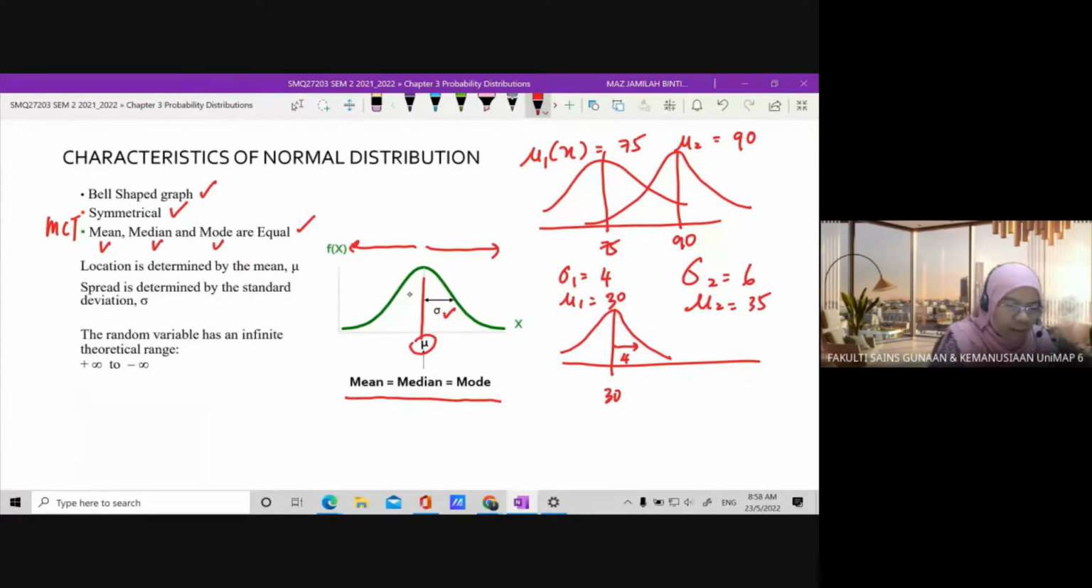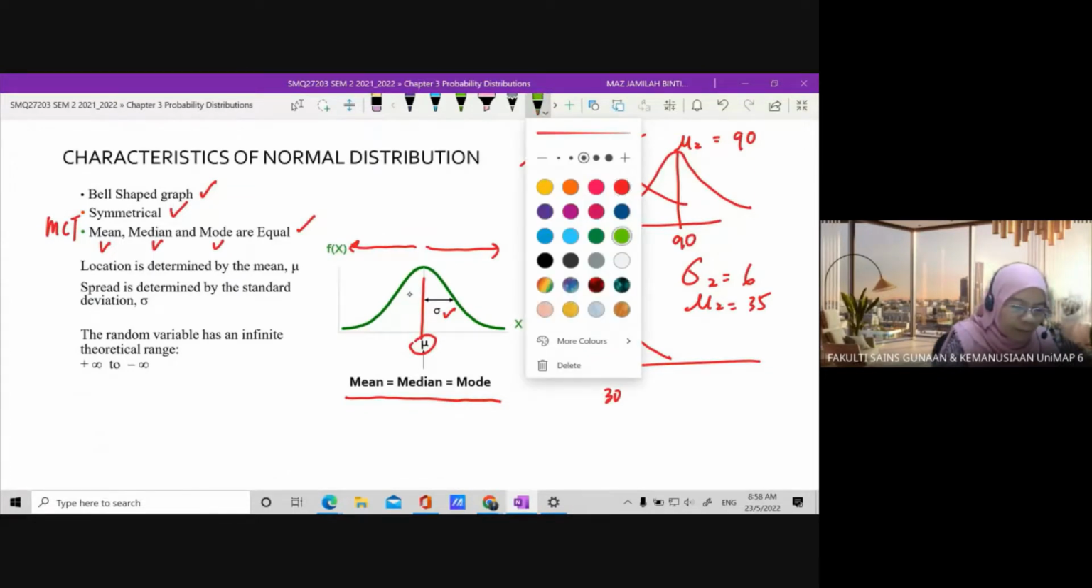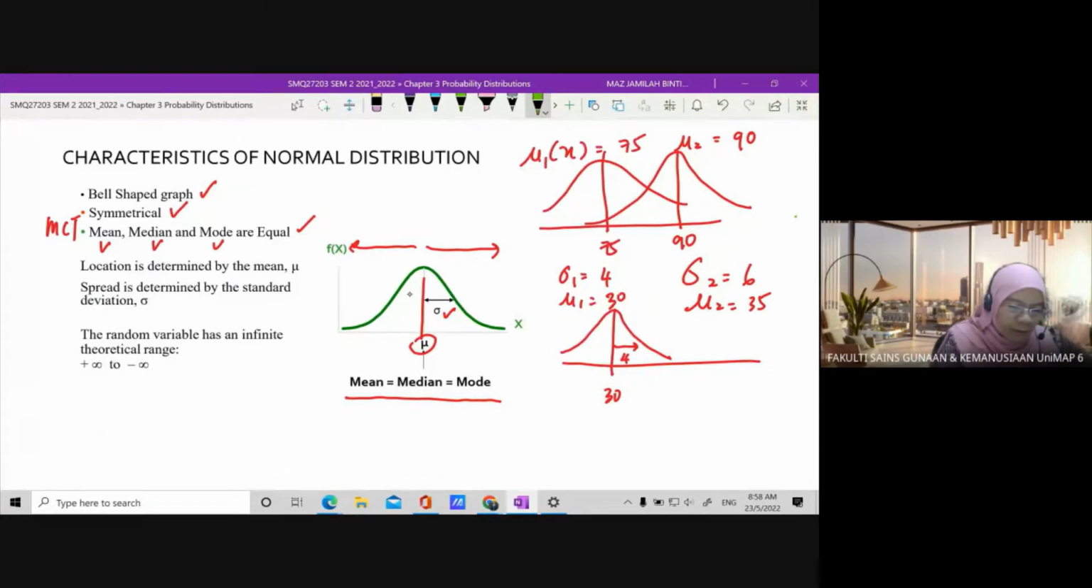So let's say I'm using my green pen. So the mean is 35 and the spread is 6. The spread is 6 means that the distribution is flatter and a bit bigger than the first distribution. So this is what it meant by the sigma and the mean value.